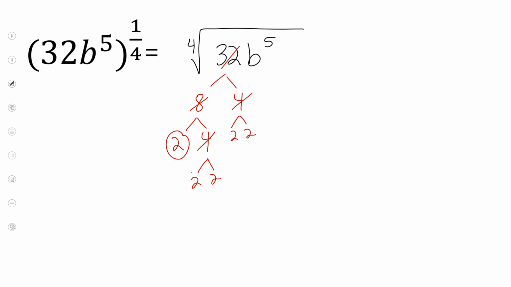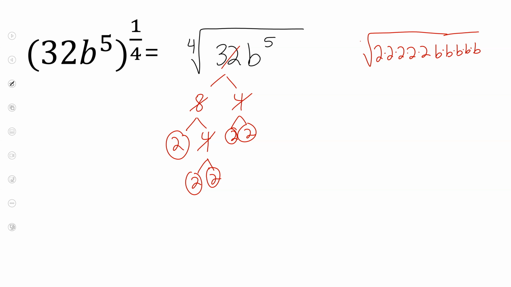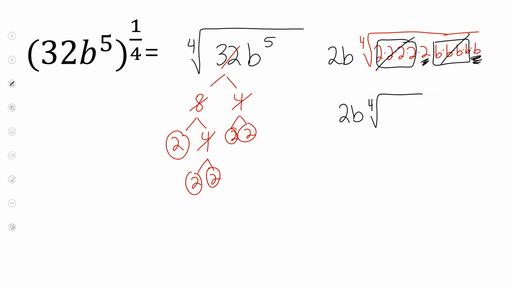So I have 1, 2, 3, 4, 5 2s. So I'm going to rewrite this as 5 2s. And how many b's? 5 of them. And we want groups of 4 since it's root 4. So now here's a group of 2s, cross it out, put it outside. Here's a group of b's, cross it out, put it outside. So on the outside, I have 2b, root 4 of 2 and a b are left over. So that's 2b root 4 of 2b. And that's your answer.